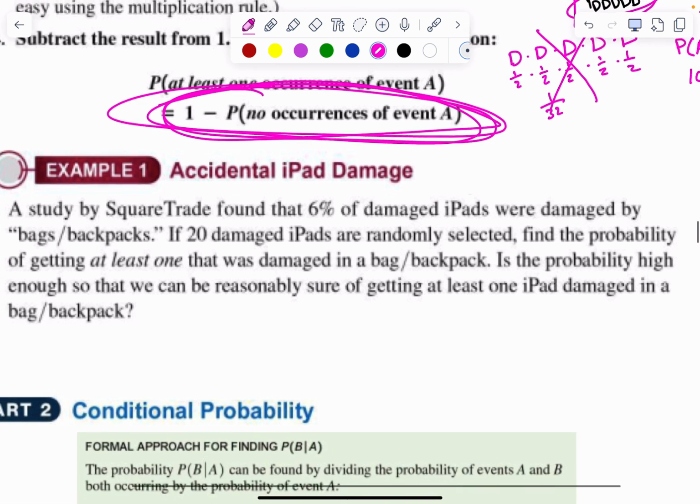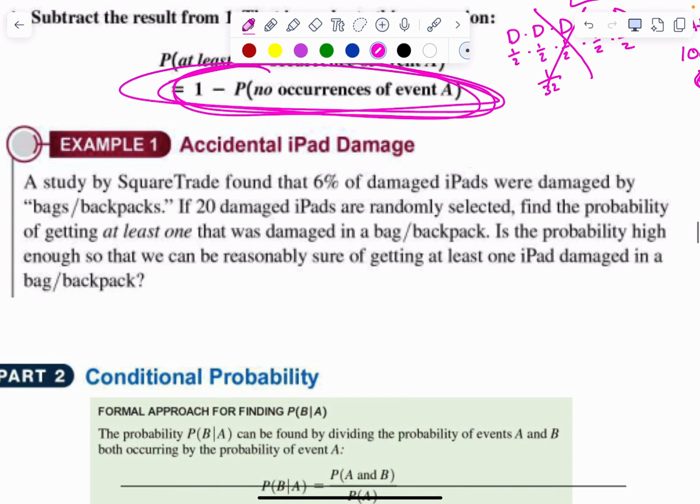All right, here we go. A study by Square Trade found that 60% of damaged iPads were damaged by backpacks. Just 6. Okay, not 60, 6% of damaged iPads were damaged by backpacks. The other 94% were damaged by other ways. What's another way of damaging an iPad? Throwing it off. Dropping it, throwing it, slamming your pencil in there. Have we done that before?